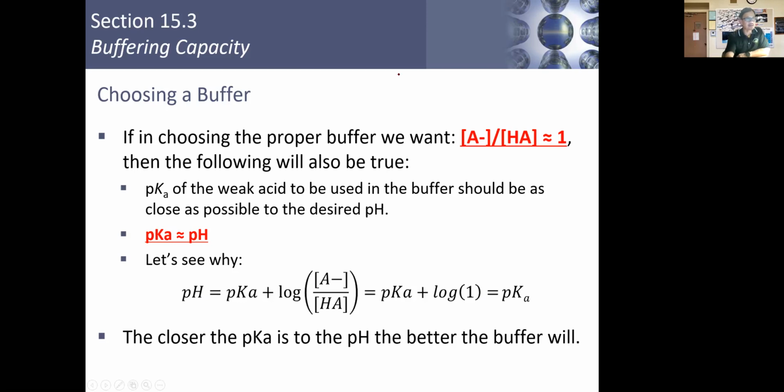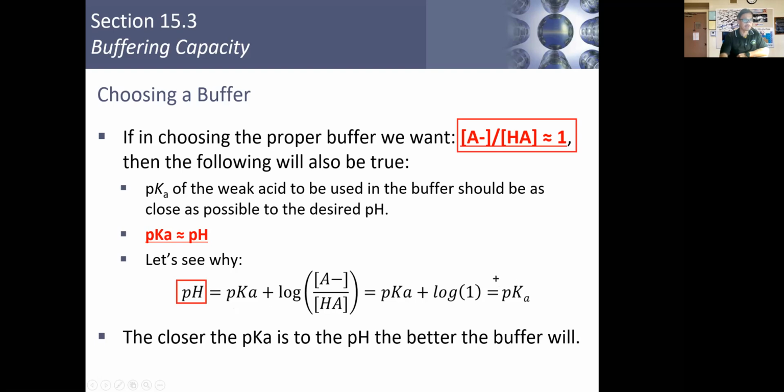As long as we keep this in mind, if the ratio is close to 1, then the pH will equal the pKa. So that means if we wanted a buffer that falls in the pH range inside our body, around 7, we can look for an acid that has a pKa close to 7.